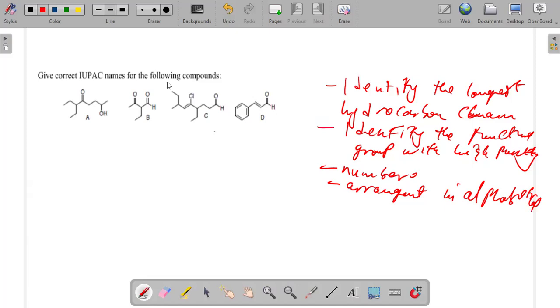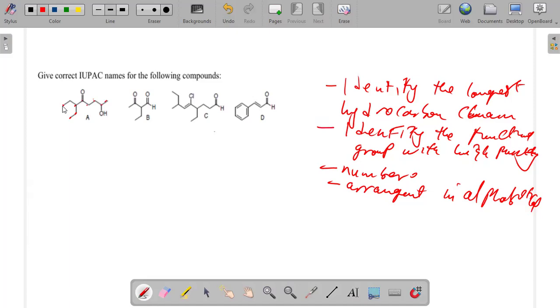Okay, so let's start with the first one. Let's do all this on the first compound there. So we are starting with the first step to identify the longest hydrocarbon chain. Okay, so which path can we use? We can use this path. So this can be our carbon number 1, number 2, number 3, number 4, number 5, number 6, number 7, number 8. Or we can say this is our carbon number 1, number 2, number 3, number 4, number 5, number 6, number 7, number 8. Either way is going to be correct, but that is your longest hydrocarbon chain.